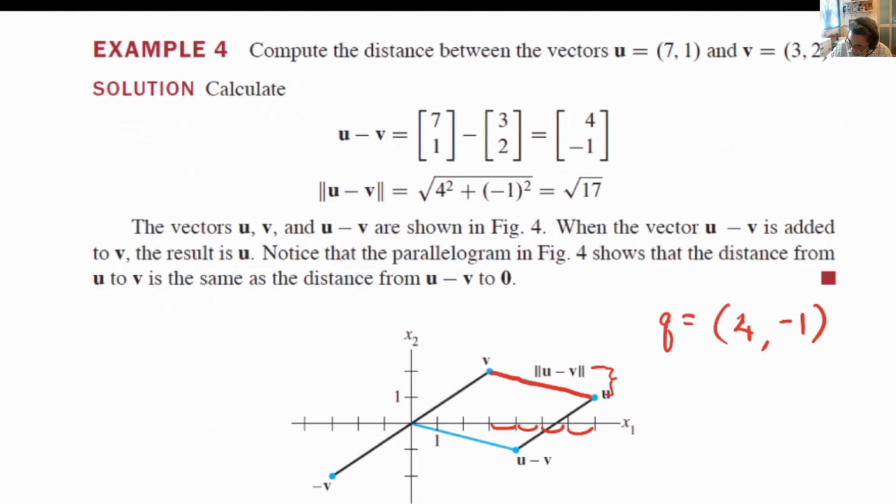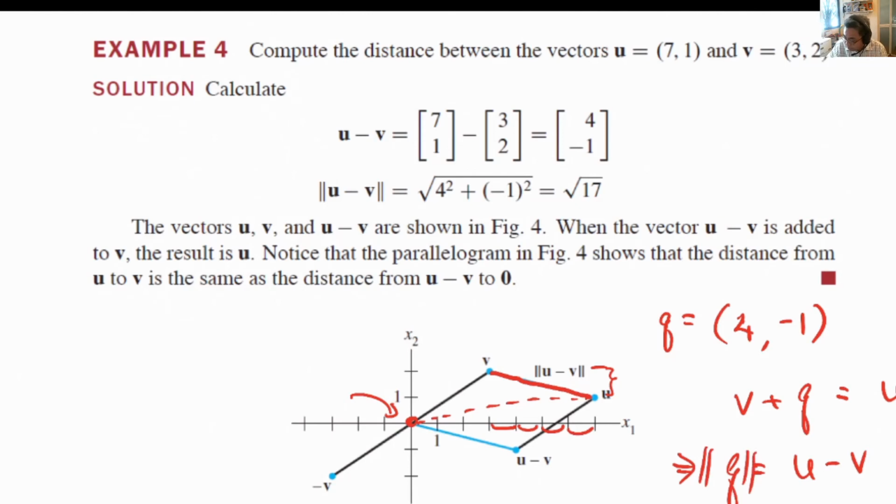Therefore, if we start from the origin and we want to go to point v, it is v. And from v, we want to go to the final position by adding q. Therefore, the final position is equal to u, implying that q can also be calculated as u minus v. And if we want to find the length of q, all we are doing is taking the norm of this vector, which is taking the norm of u minus v. Concretely, this is shown in this equation over here.